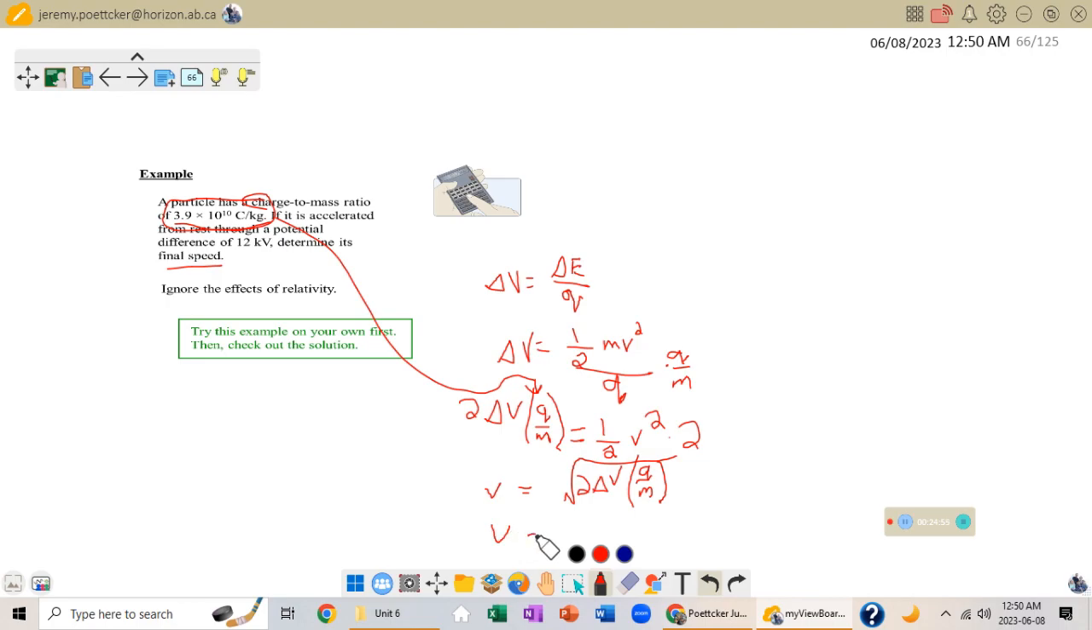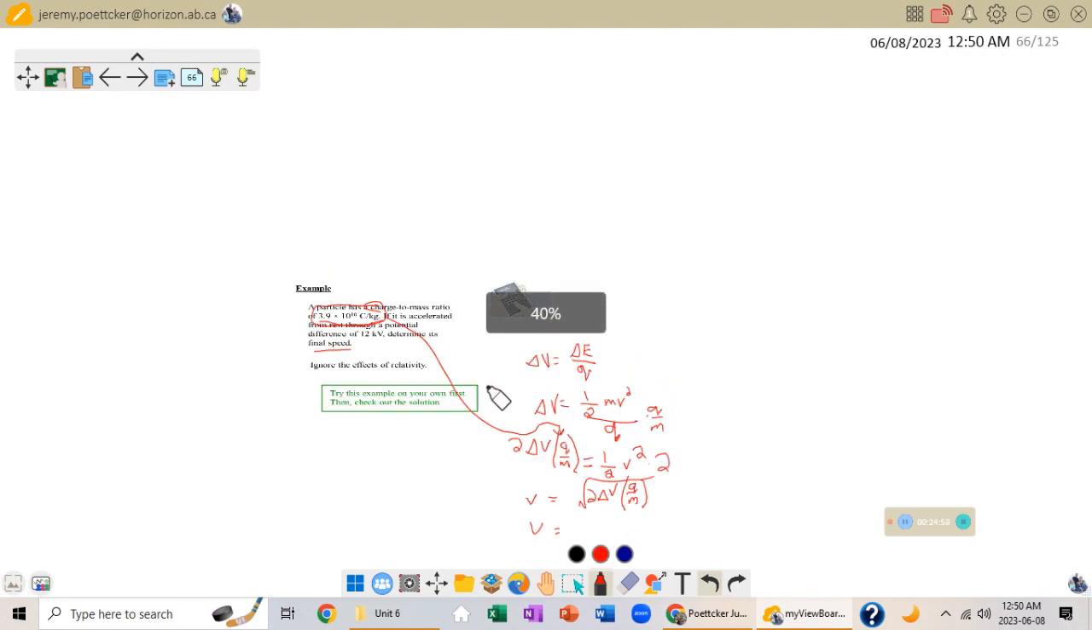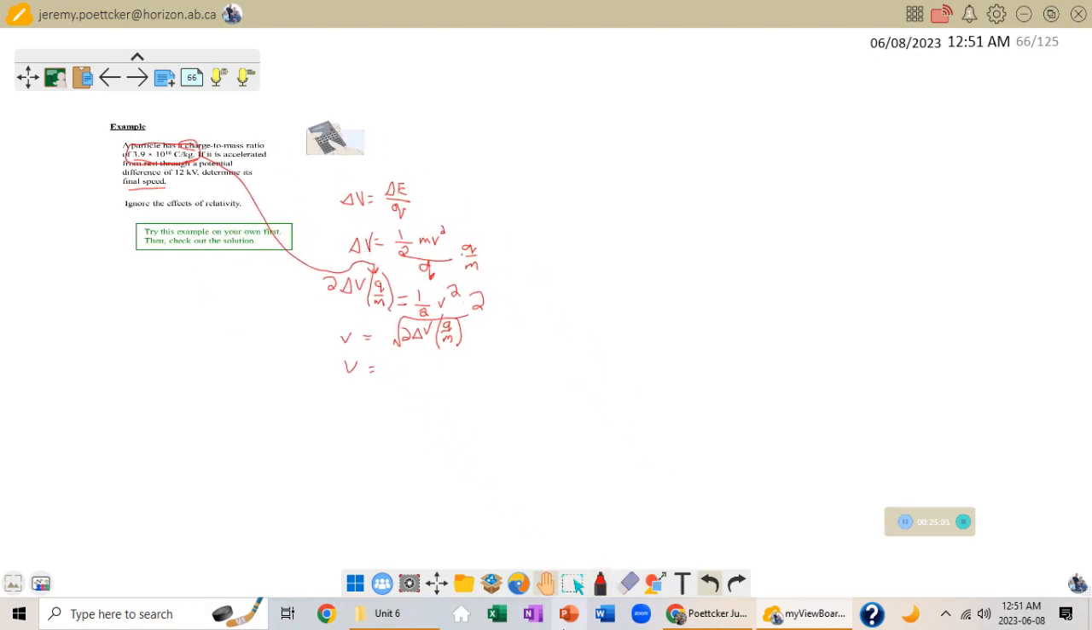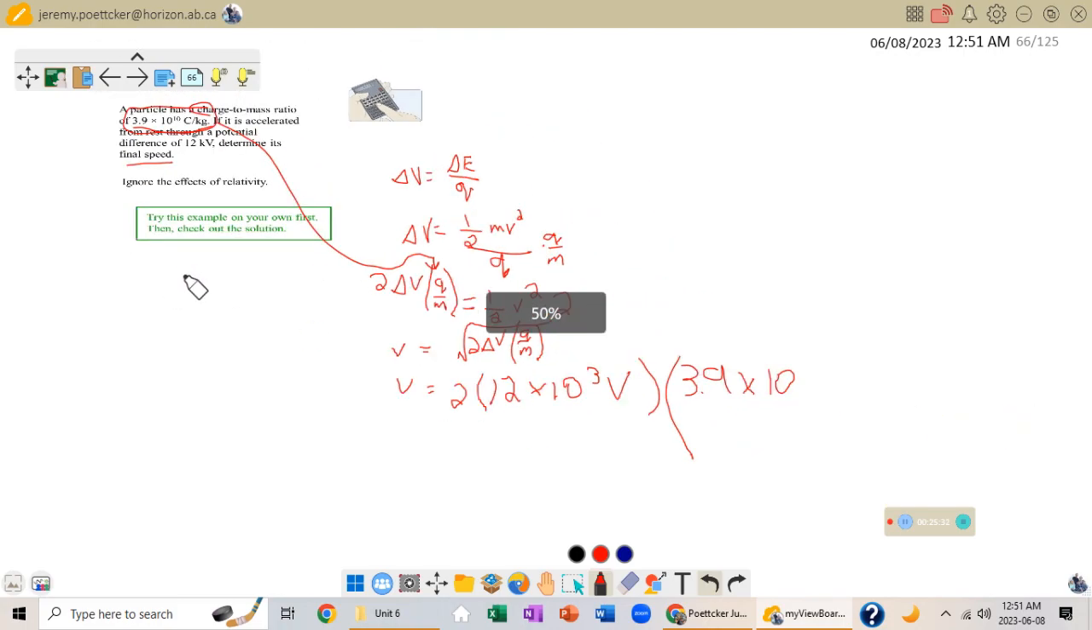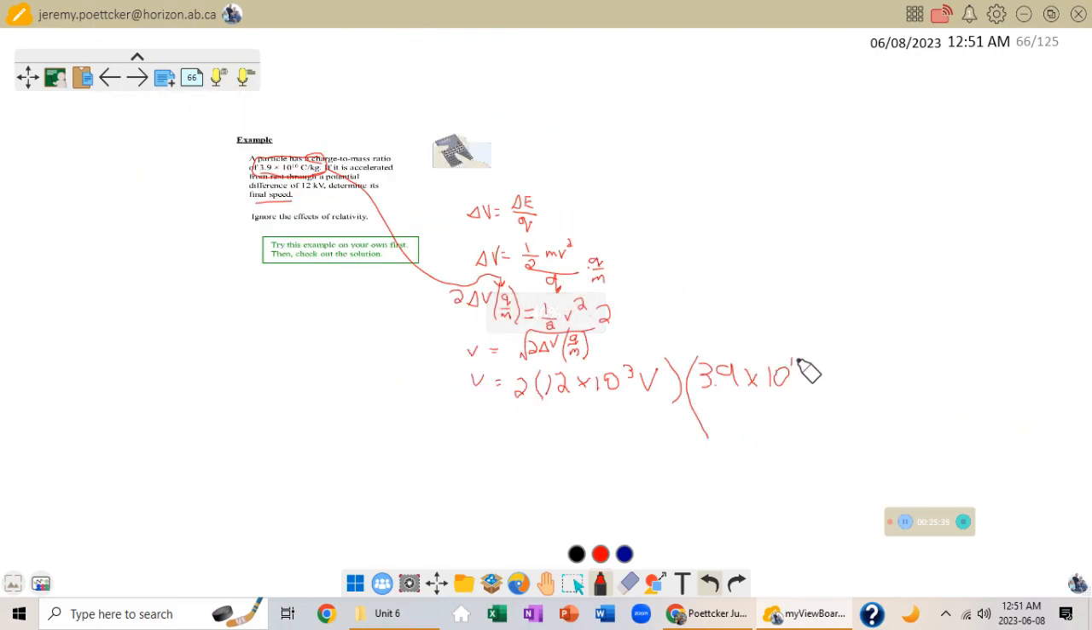And v is going to be equal to, and I can plug numbers in here. 2 times my voltage. Now my voltage is 12 kilovolts, so this is going to be 12 times 10 to the 3 volts. And then multiply that by my charge to mass ratio of 3.9 times 10 to the 10th coulombs per kilogram.